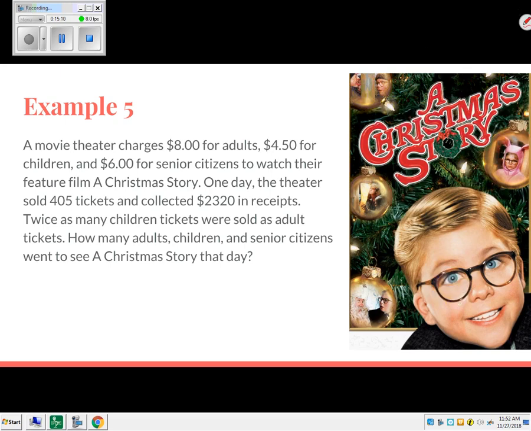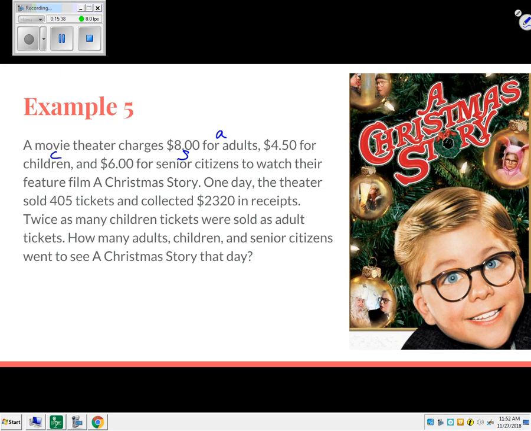Pretty good stuff. So a movie theater charges $8 for adults, $4.50 for children, $6 for senior citizens to watch their feature film, A Christmas Story. Ooh, I'm adding that third variable today. Okay, just for ease, I'm going to change my X, Y, and Z to A, C, and S. I'm going to be super careful with my S so it doesn't look like a 5.